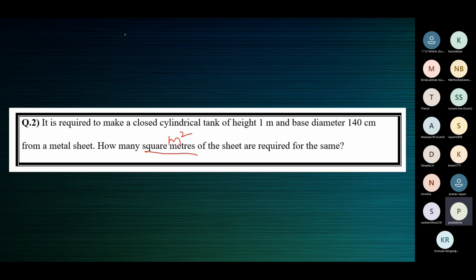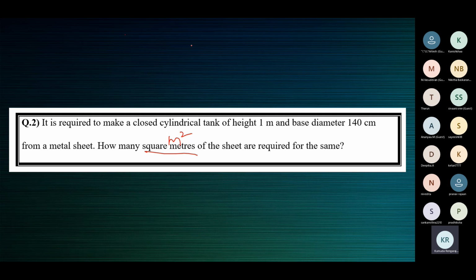Curved surface area plus area of base plus area of top. Yes, that's the explanation, Pratiksha. So the formula is 2 pi R into R plus H. 2 pi R into R plus H.